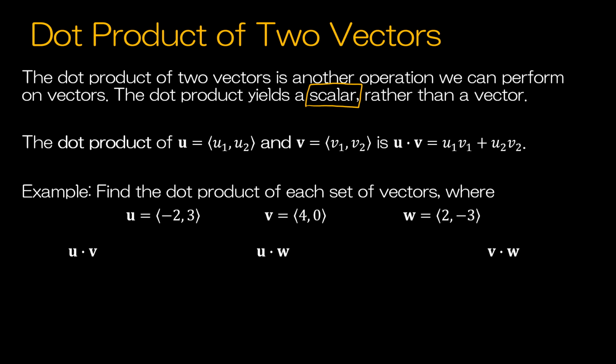To find the dot product, we're simply going to multiply components and then add the result of those products. So if I'm taking the dot product of u and v, I'm simply going to multiply the first two values together. I'm going to multiply the second two values together, then I'm going to add that. So let's just do some practice together.